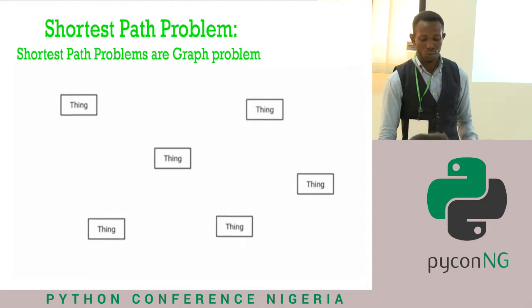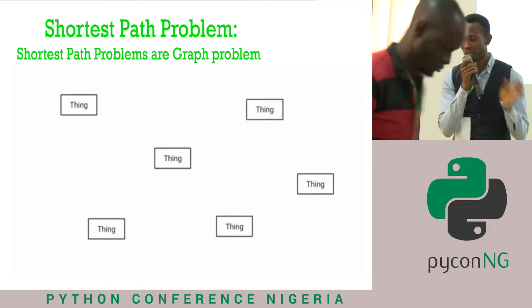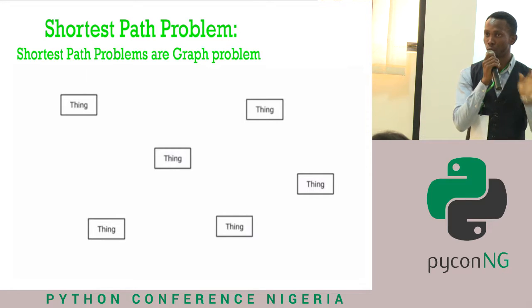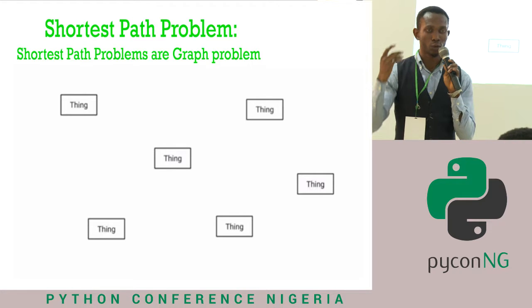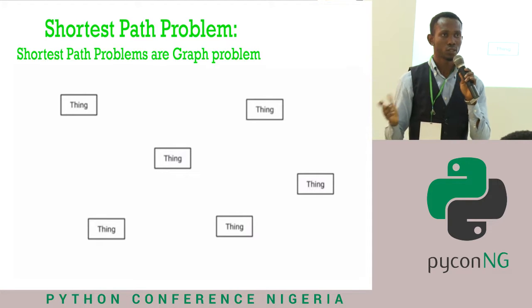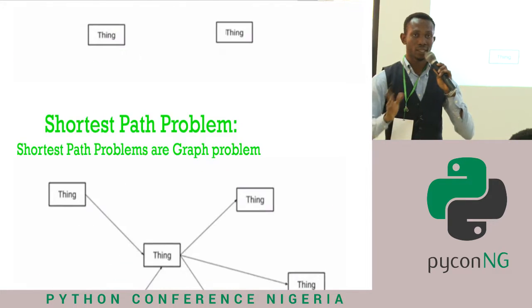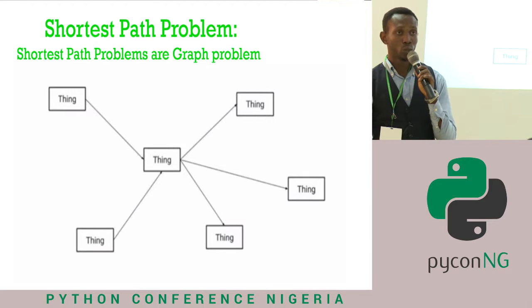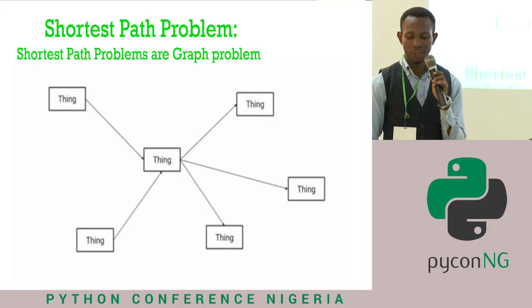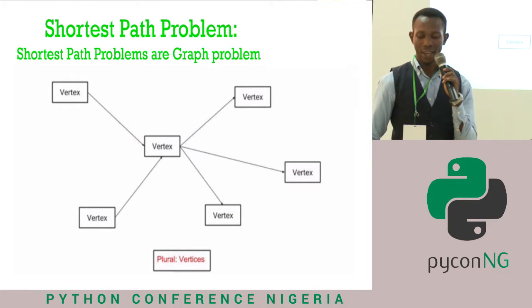Now let me move straight to the shortest path problem. When we talk of the shortest path problem, we are talking about graph problems. If you want to think of a graph, just think of anything that's connected. Those things, I call them vertices, and the connections are edges.